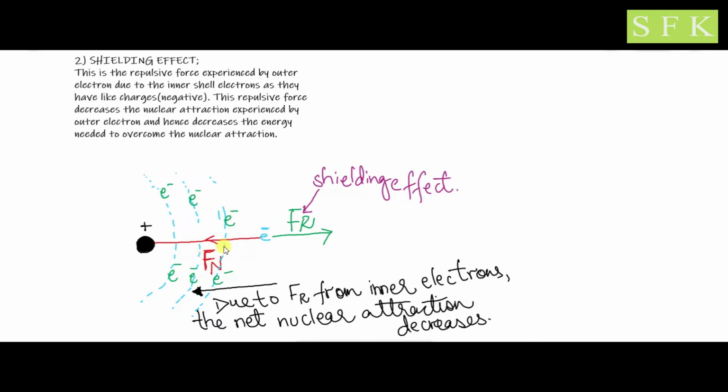actually decreases the net nuclear attraction experienced by the outermost electron. So the repulsive force decreases the nuclear attraction experienced by the outer electron, and hence decreases the energy needed to remove it, hence decreases the energy needed to overcome the nuclear attraction.